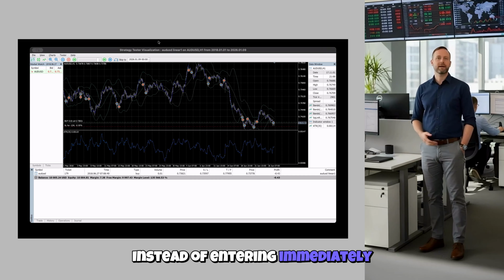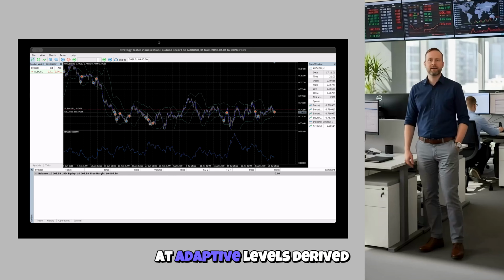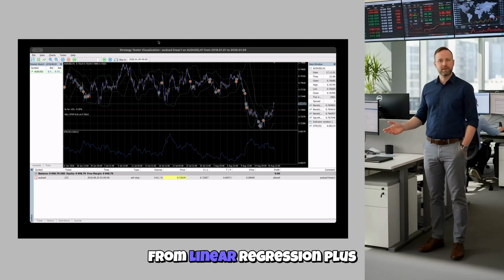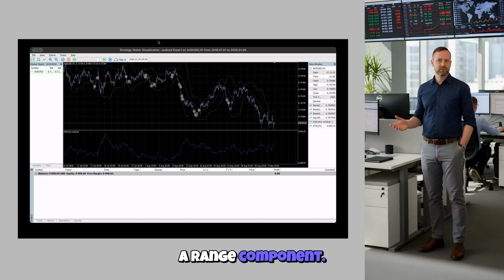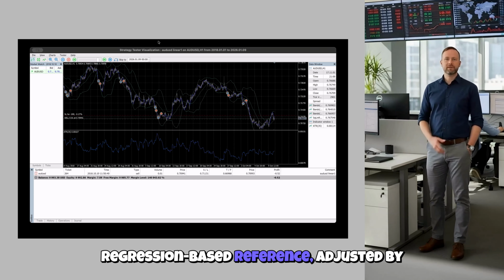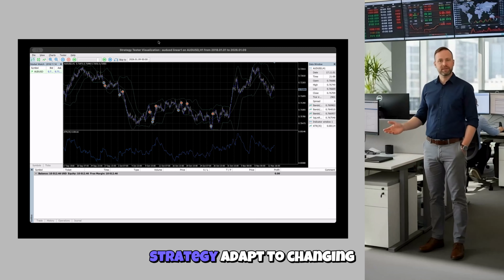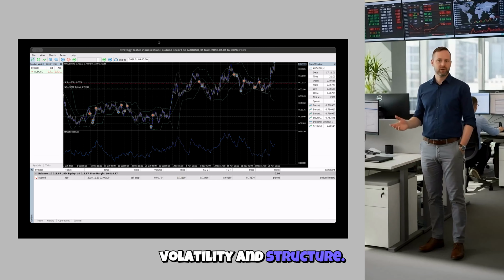Instead of entering immediately at market, the system places pending stop orders at adaptive levels derived from linear regression plus a range component. So the entry is essentially placed around a regression-based reference adjusted by the recent market range, which helps the strategy adapt to changing volatility and structure.